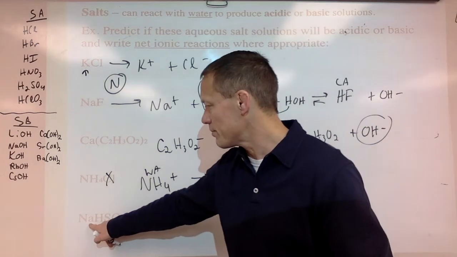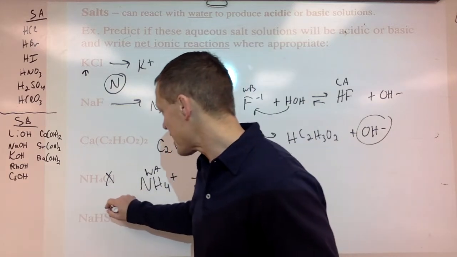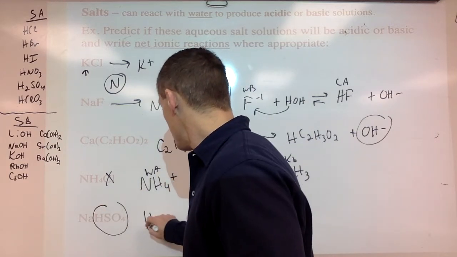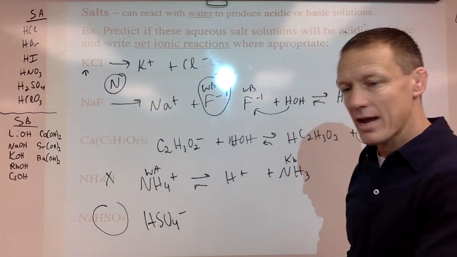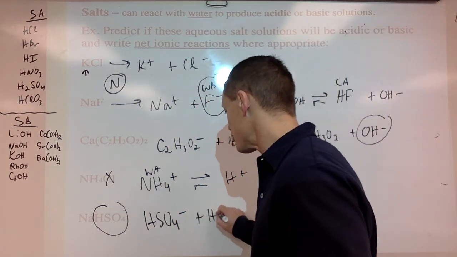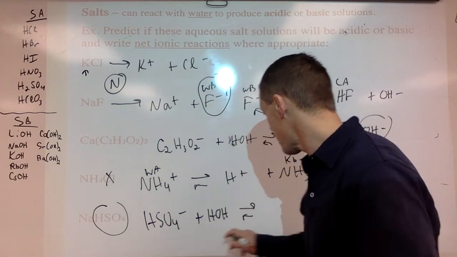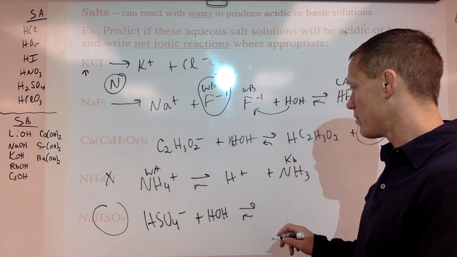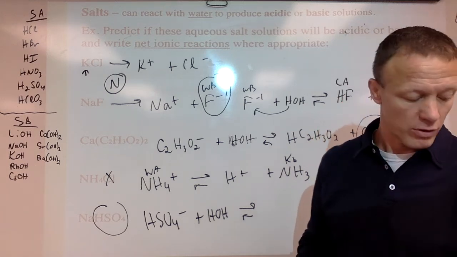Down here, it starts with sodium. Sodium is one of those that does not affect pH. This anion will. So HSO4 negative. It's an anion, so it's going to act as a base, even though it has a hydrogen in it. So it's going to take a hydrogen from that, and make H2SO4.